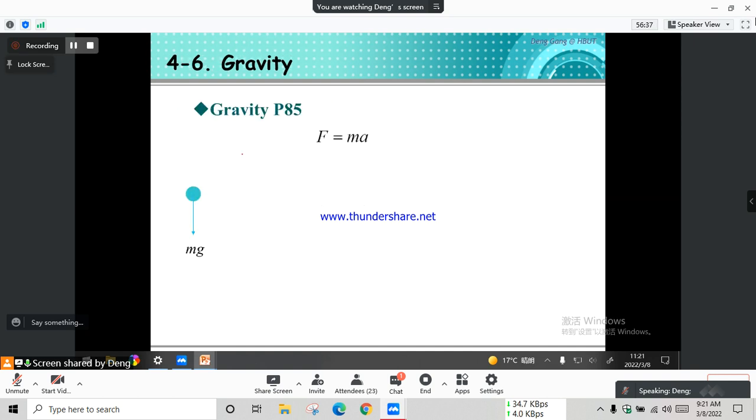But when we talk about gravity, we know F is equal to mg. According to Newton's second law, if the object has acceleration a, F is equal to ma. For a free fall object, these two should be the same force. So if these two are the same, we arrive at ma is equal to mg, then we can cancel the m's, so that a is equal to g.